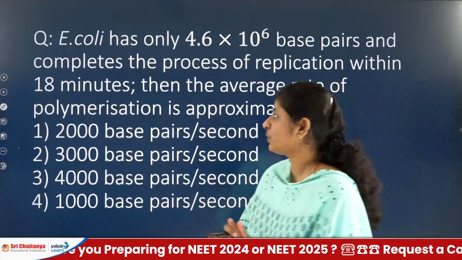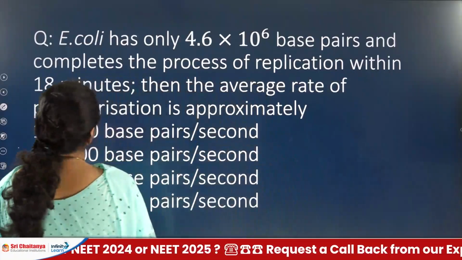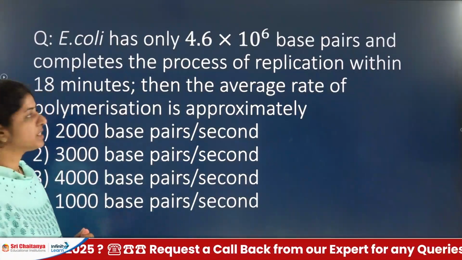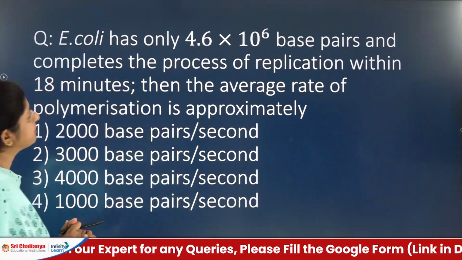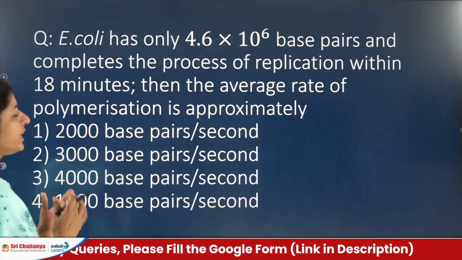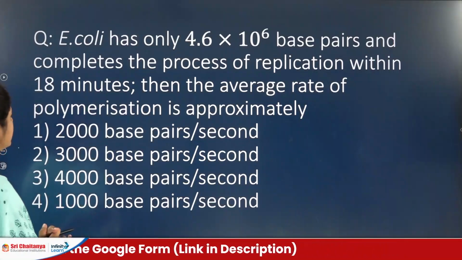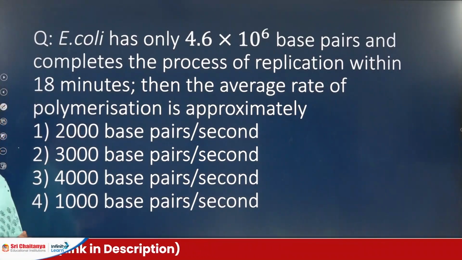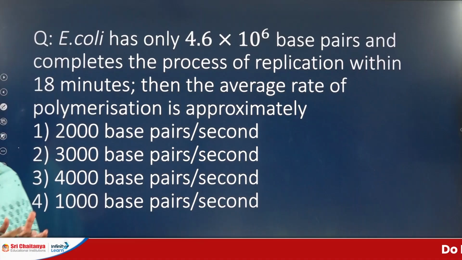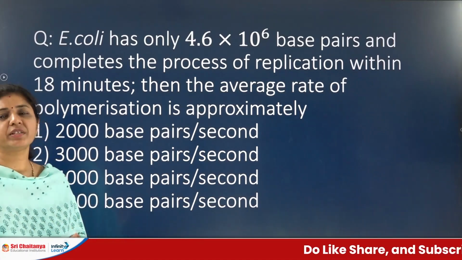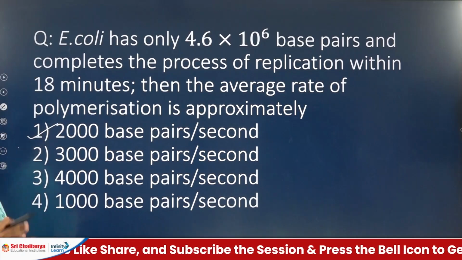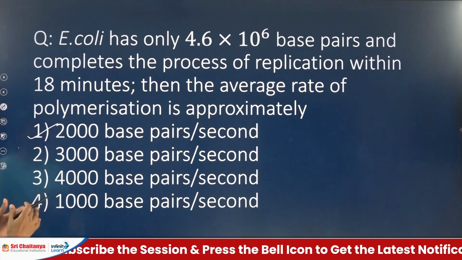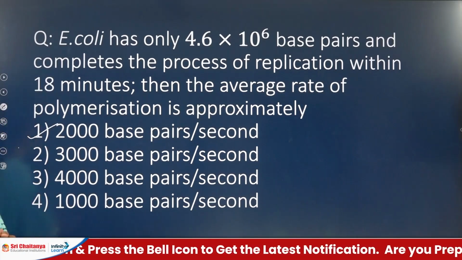Now coming to the next question, what is given here? E. coli has only 4.6 into 10 raised to the power 6 base pairs and completes the process of replication within 18 minutes. Then the average rate of polymerization is approximately, this is a direct line from your NCERT, and we discussed in our lecture that it should be 2000 base pairs per second, right? So for this question the answer will be the first option, right?